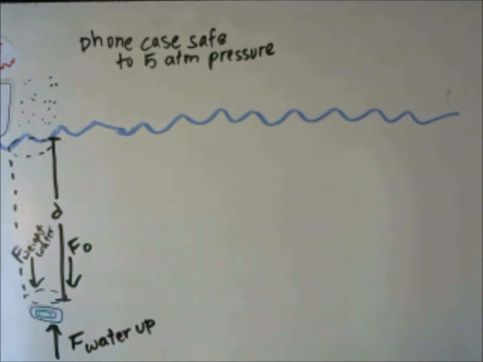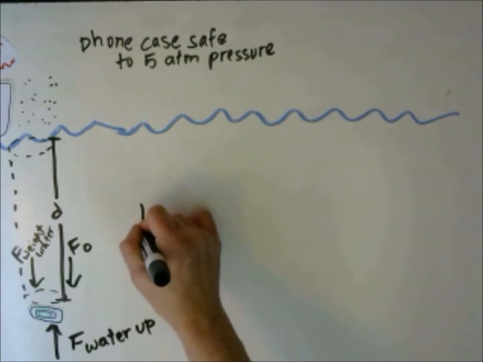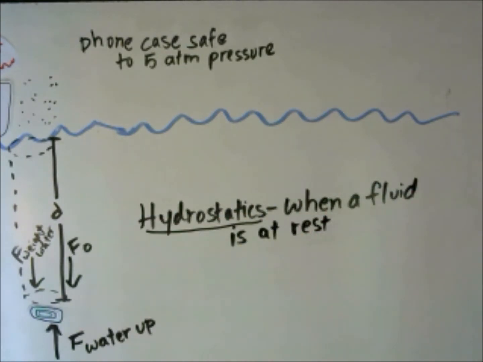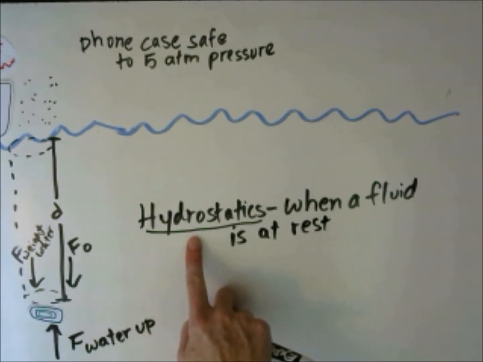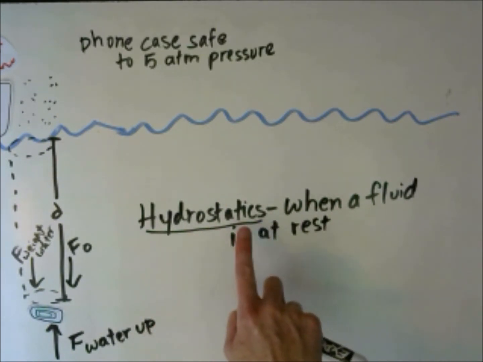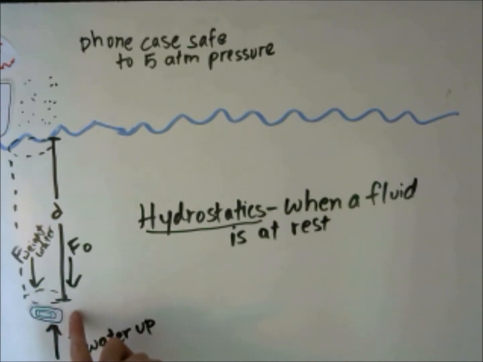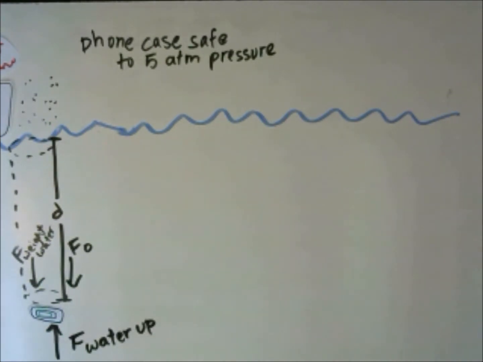In this case, this is an example of hydrostatics. Hydrostatics is when a fluid is at rest. You can see the roots of the word: hydro is the fluid, and static means not moving. So in this case, we'll assume the ocean is, for the most part, not moving. It's not going to be pushing the phone around. We want to figure out what is the pressure at that depth. Since the object is not moving and it's in a hydrostatic state, that means that the sum of the forces is going to be 0.